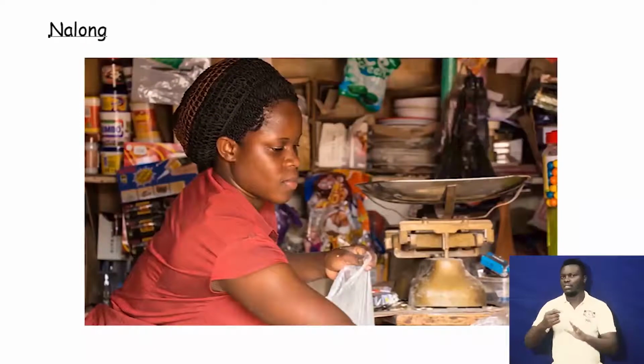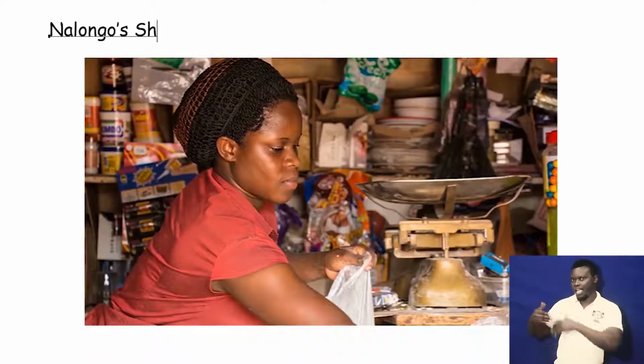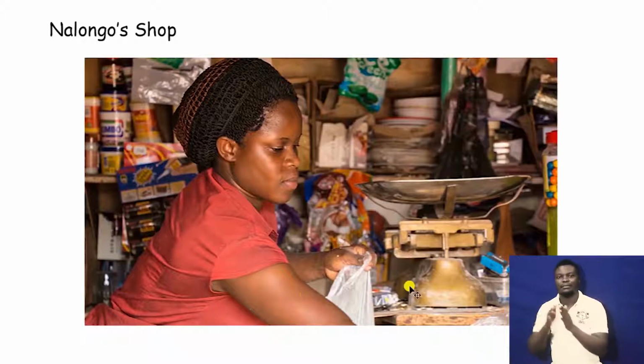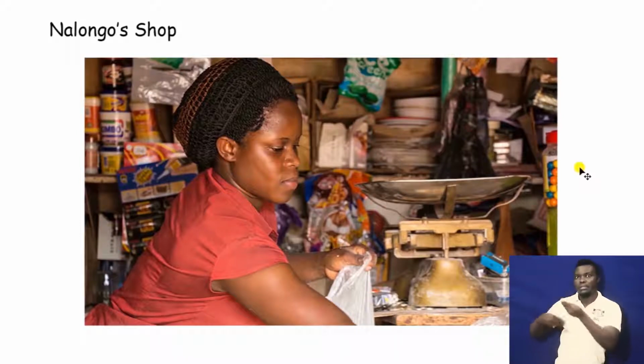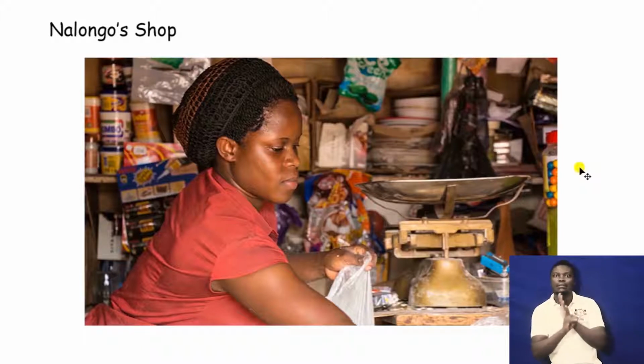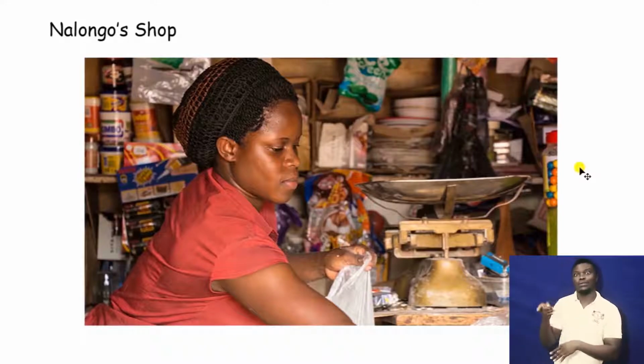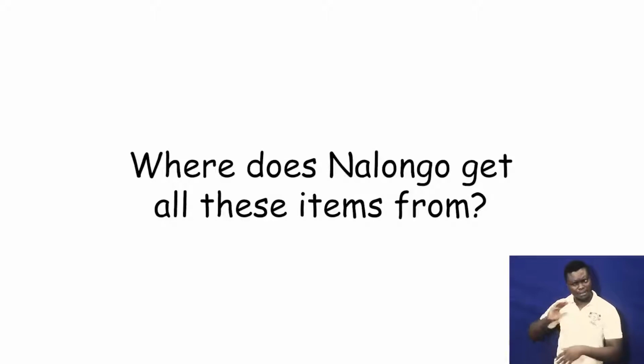Okay, let's use my example of Nalongo's shop. I buy the cabbages, the tomatoes, the cooking oil, the baking flour, but she does not have a garden for tomatoes. She does not have a garden for onions, but she sells them. And even in our sub-county, there is no factory for baking flour, but she sells it. I have a question for you. Where does Nalongo get all these items from?